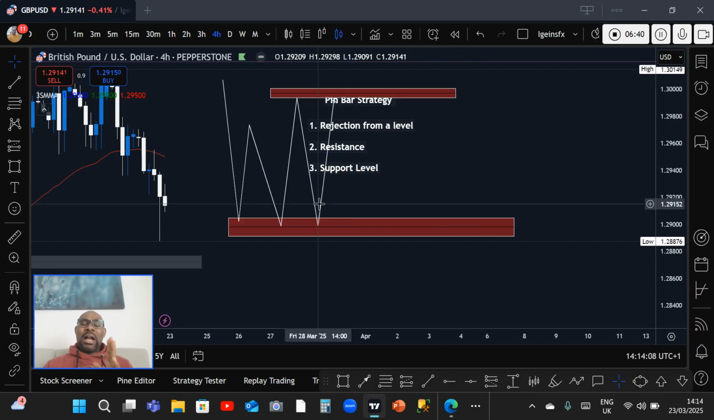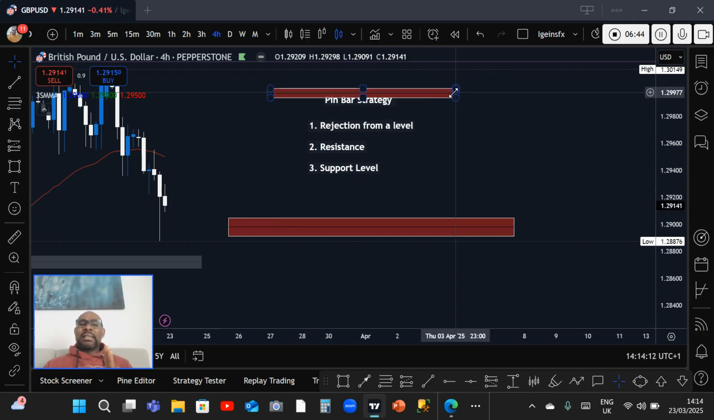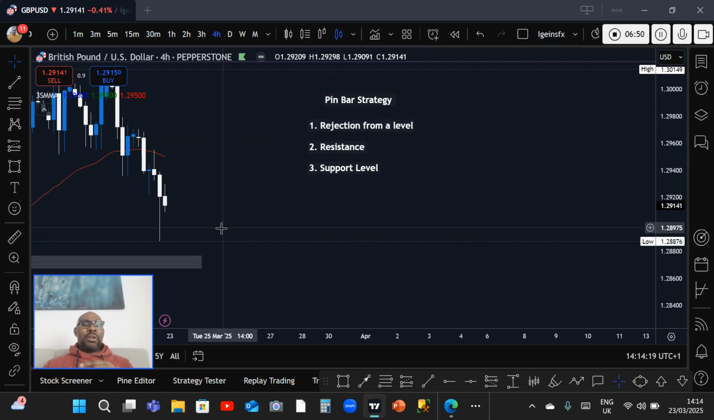So that is how you know that a resistance is valid or a support is valid. For a resistance to be valid, there has to be more than two touches. Price has come to that level, rejected, and gone up, then come back again to that level. Anytime price gets to that level, it rejects.